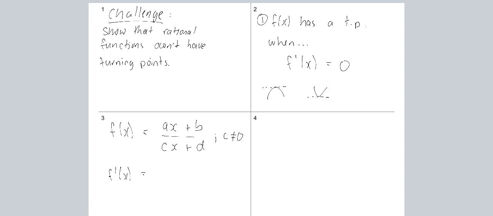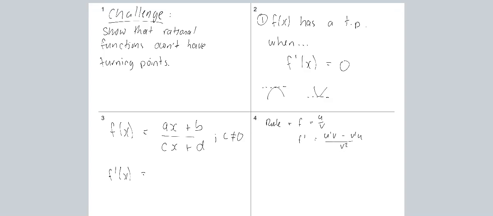So f dash of x is equal to, we have to figure it out. I'll put the thinking off to the side here in slide 4. The quotient rule is that if f is equal to u over v, so f is a function and u and v are two mini functions, then f dash is u dash v minus v dash u all over v squared.